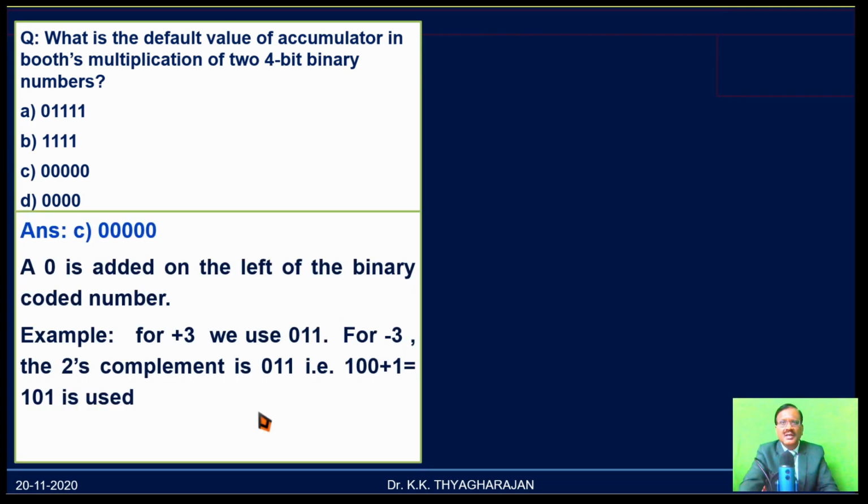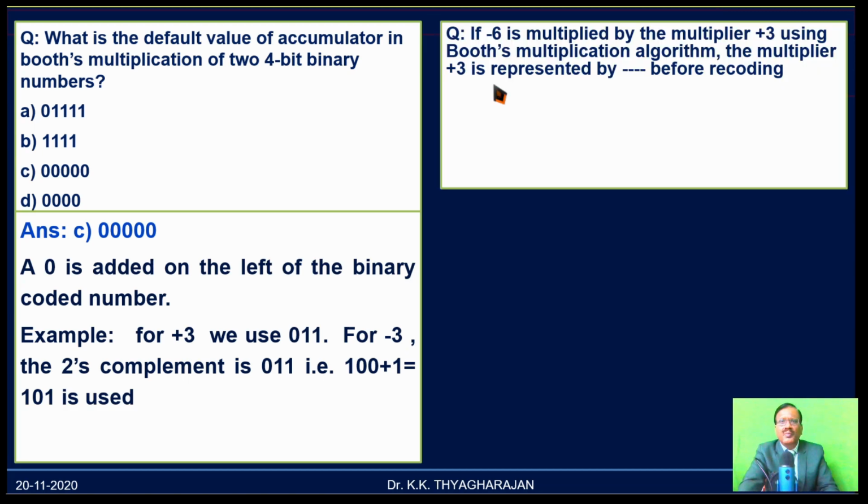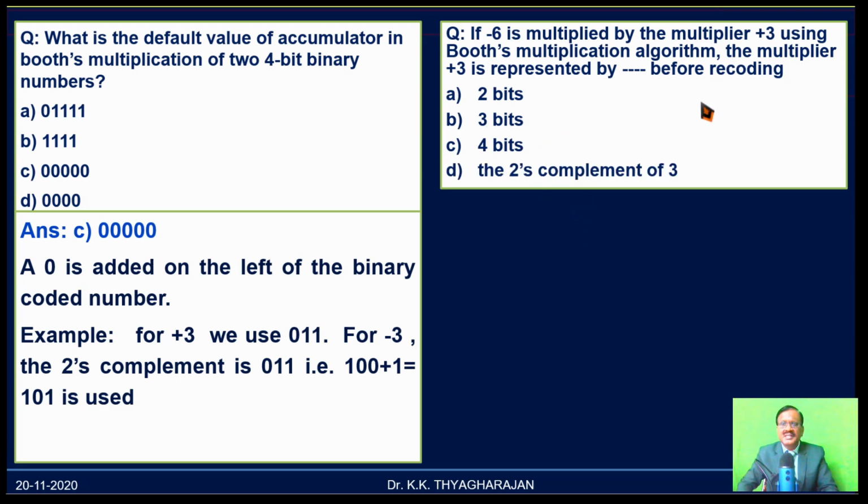Now let us discuss the next question. If minus 6 is multiplied by the multiplier plus 3 using Booth's multiplication algorithm, the multiplier plus 3 is represented by dash before recoding. Let us see the options available. 2 bits, 3 bits, 4 bits, the 2's complement of 3. Actually in this case the multiplier is positive, so you don't need 2's complement, so D is not correct. You have to decide whether it is A or B or C. And also you know that 6 requires 3 bits to represent.